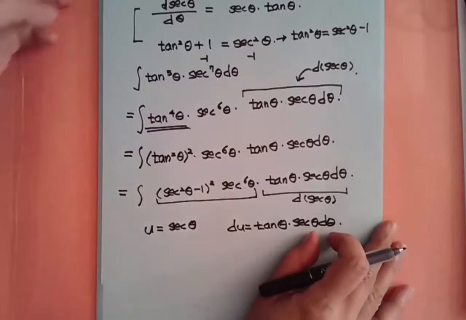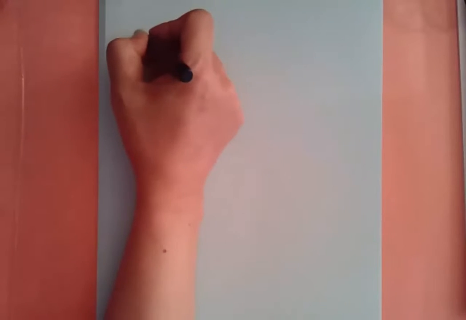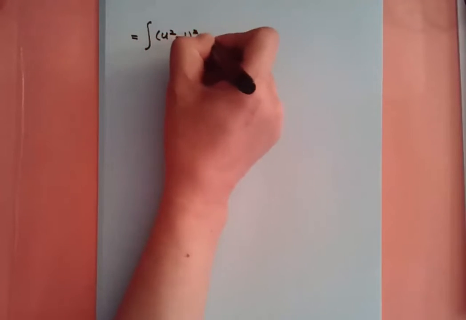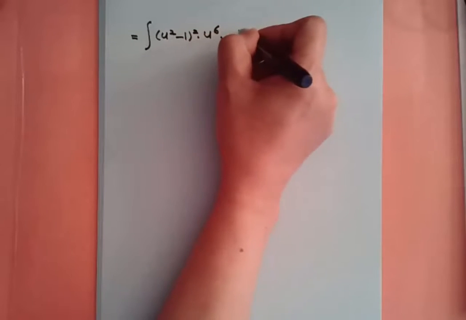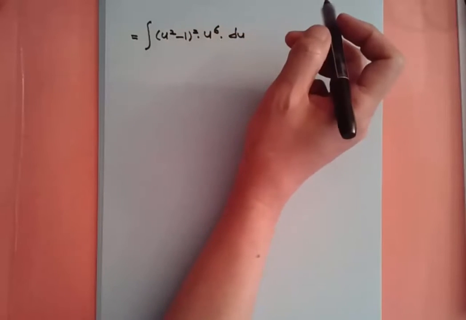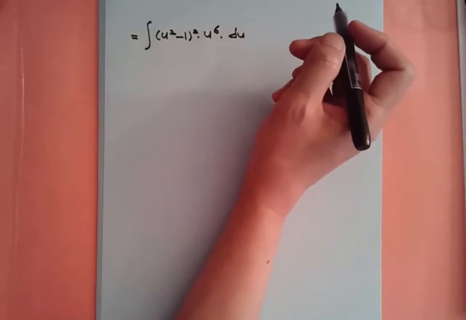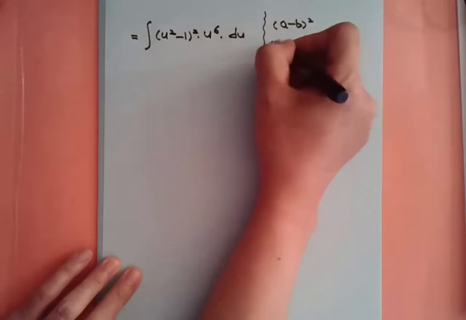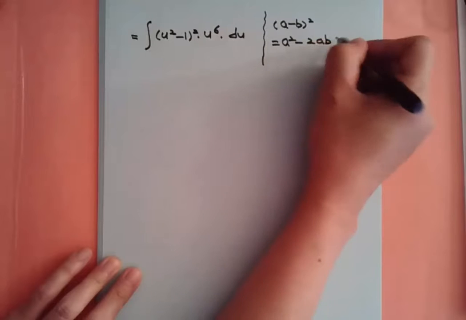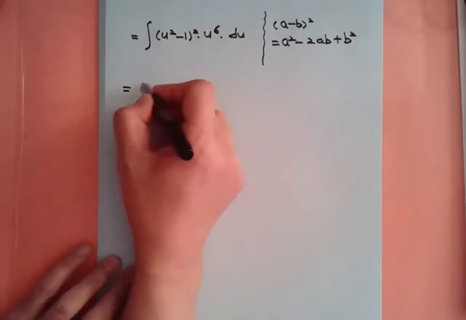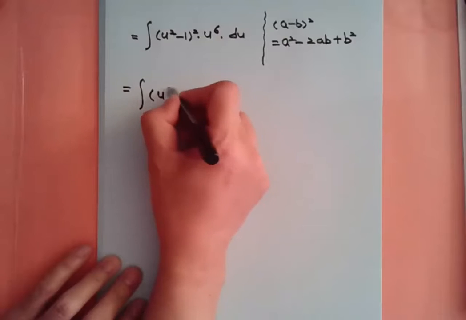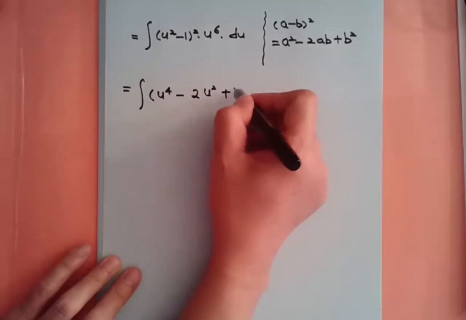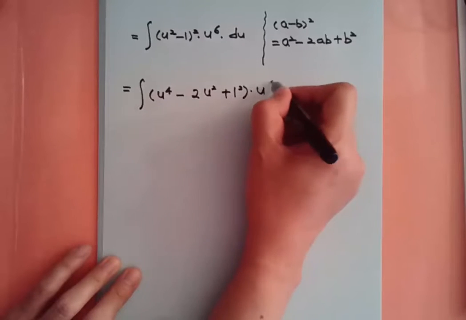Let's do the substitution. Instead of secant, we will use u. So the integral of u squared minus 1, squared, times u to the sixth power du. So a minus b squared equals a squared minus 2ab plus b squared. So that means the integral of u to the fourth power minus 2u squared times 1, I don't have to write it down, and 1 squared, times u to the sixth power du.